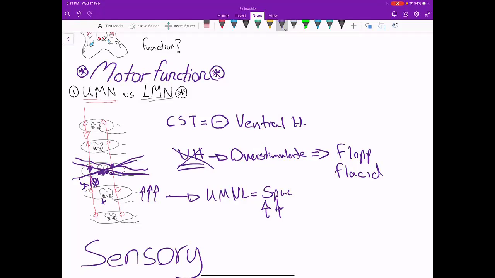Doctor, could you just repeat that, please? So you're saying that the lower motor neuron lesion will be damaged at that segment?